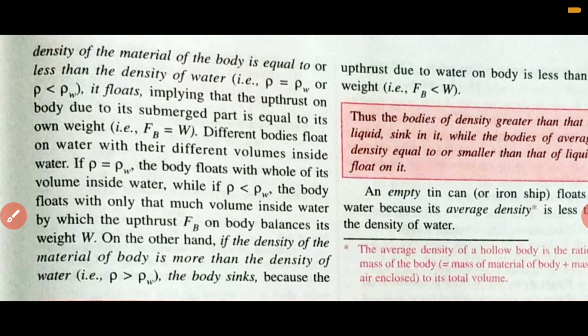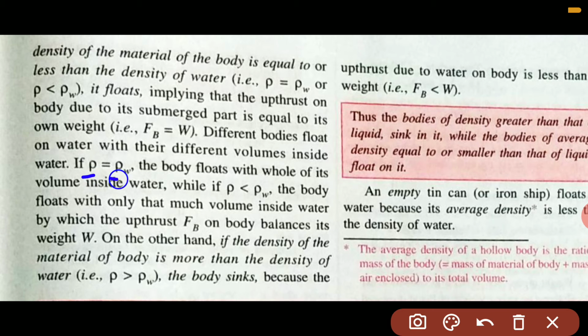If rho equals rho W, that is, if the density of the substance is equal to the density of water, the body floats with the whole of its volume inside the water, while if the density of the solid is less than the density of water, the body floats with only that much volume inside the water by which the upthrust Fb on the body balances its weight W. We have done the experiments on this topic also before when we started the chapter.